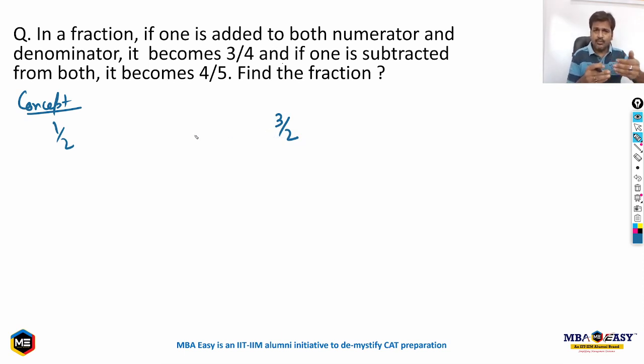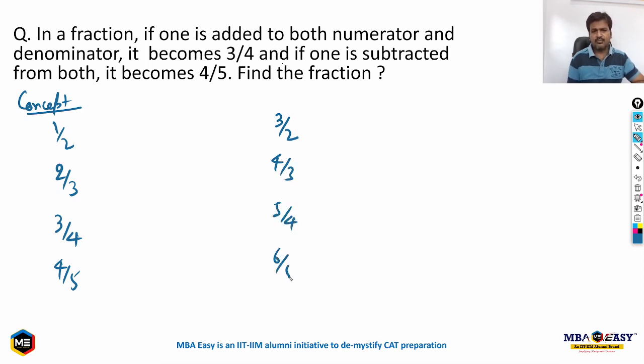Now you add 1 to both numerator and denominator and see what happens. If you add 1 to both numerator and denominator, it will become 2/3. Again add 1 to both numerator and denominator, it will become 3/4. Do it one more time, 4/5, and so on. You keep on going. Do it here also. If you add 1 to both numerator and denominator, it will become 4/3. Do it once more, it will become 5/4. Once more, it will become 6/5. That should be sufficient. Now look at the values here.